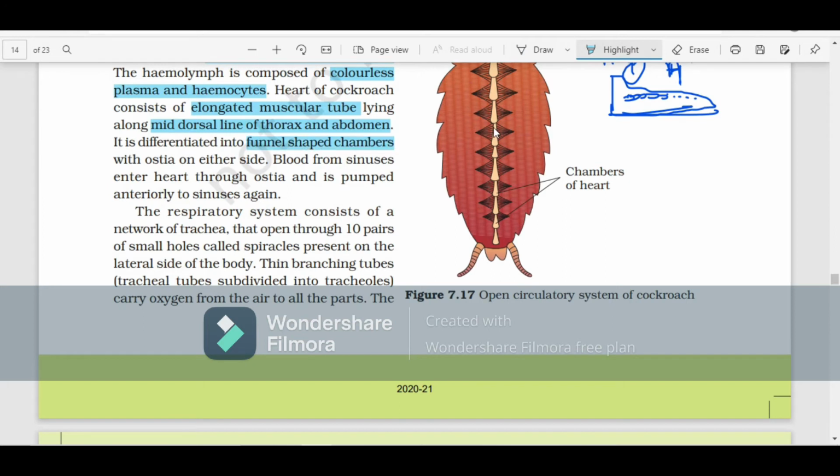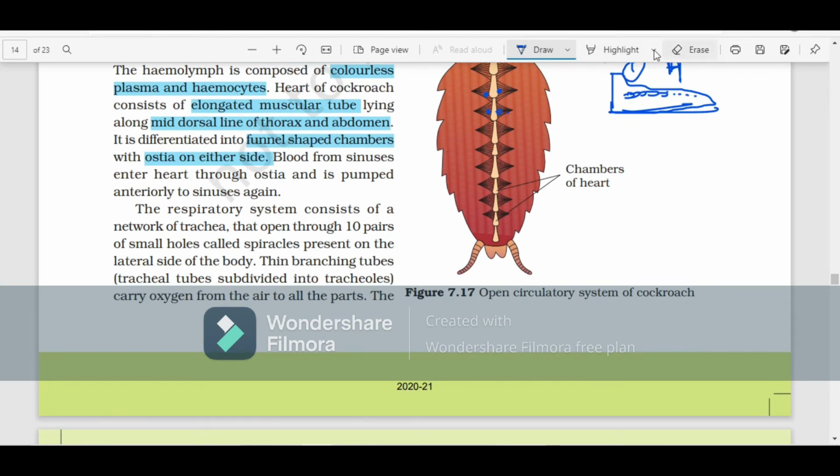If you see these chambers, they're funnel shaped, with ostia on either side. Blood from the sinuses, in the sense of gaps, enters into the heart through the ostia.